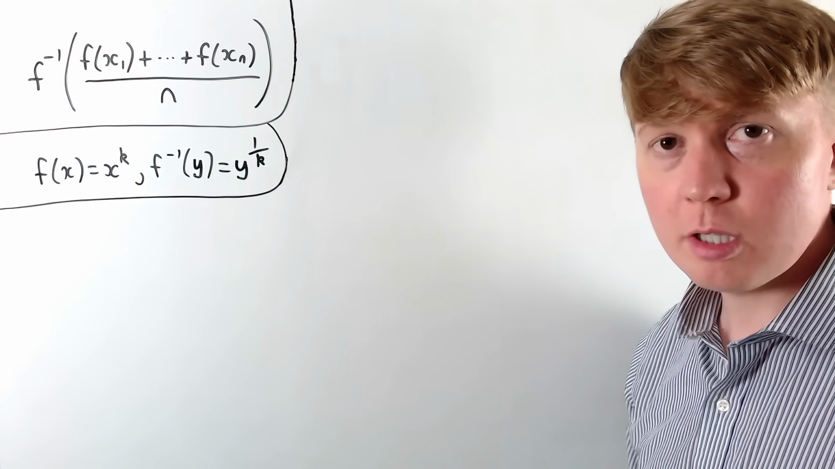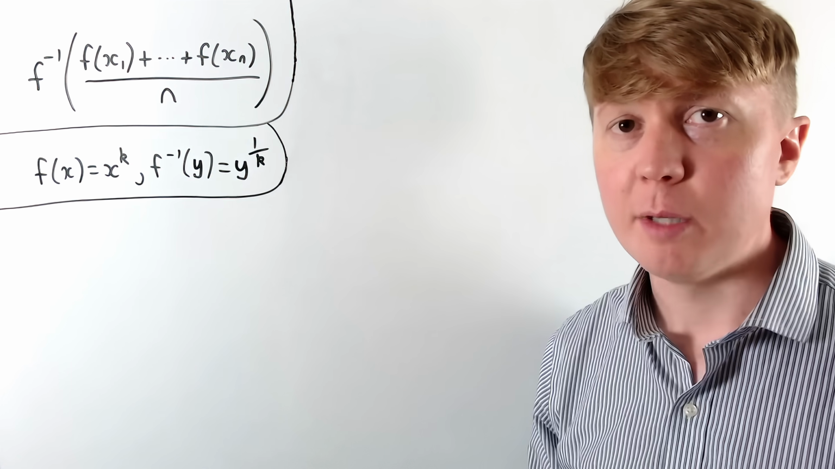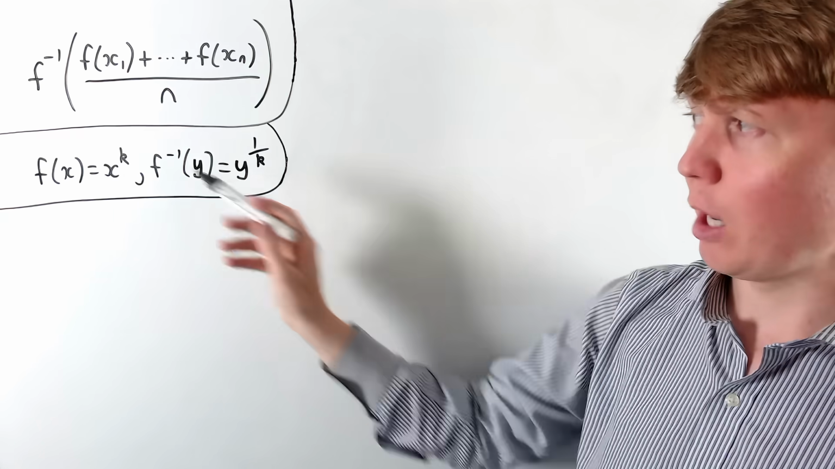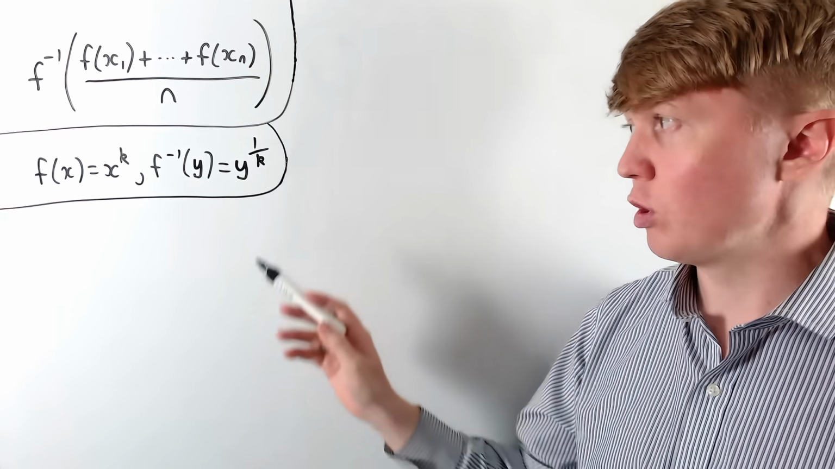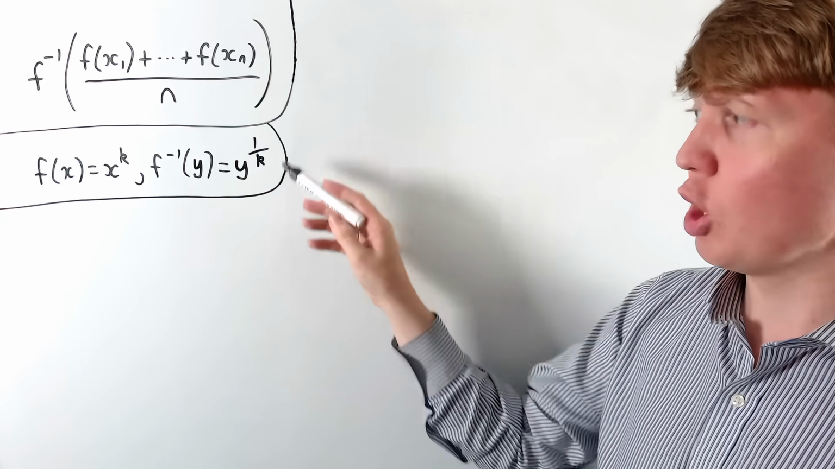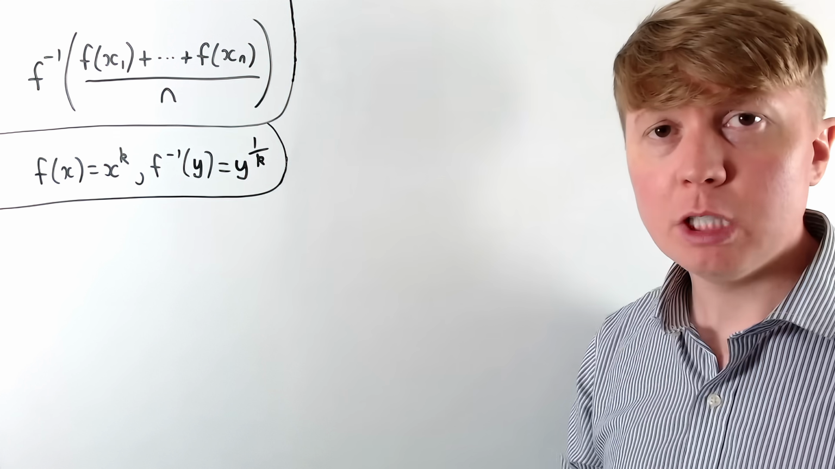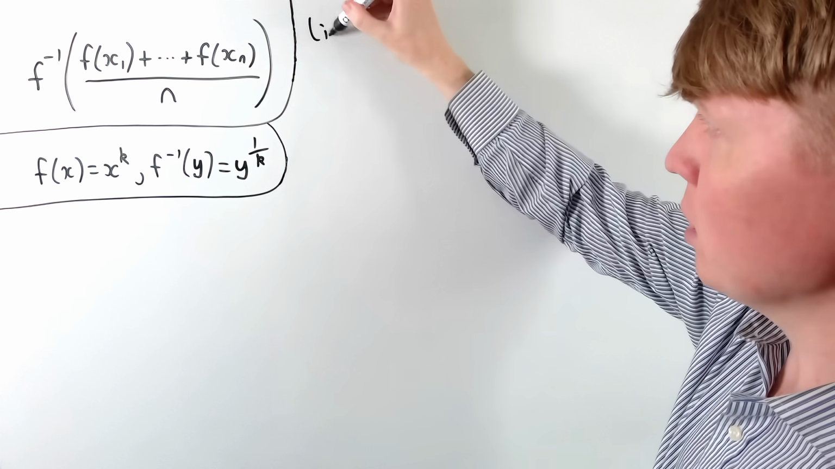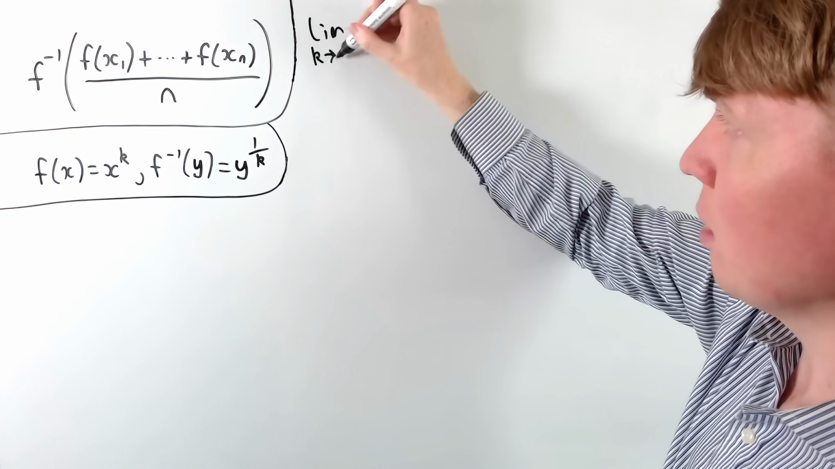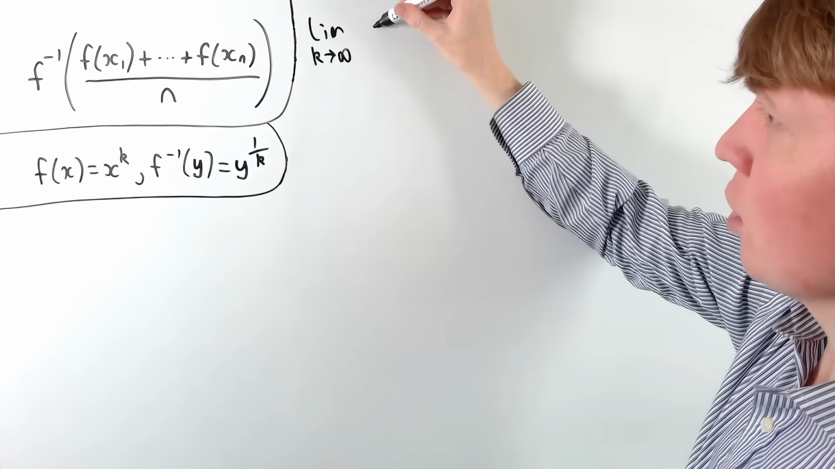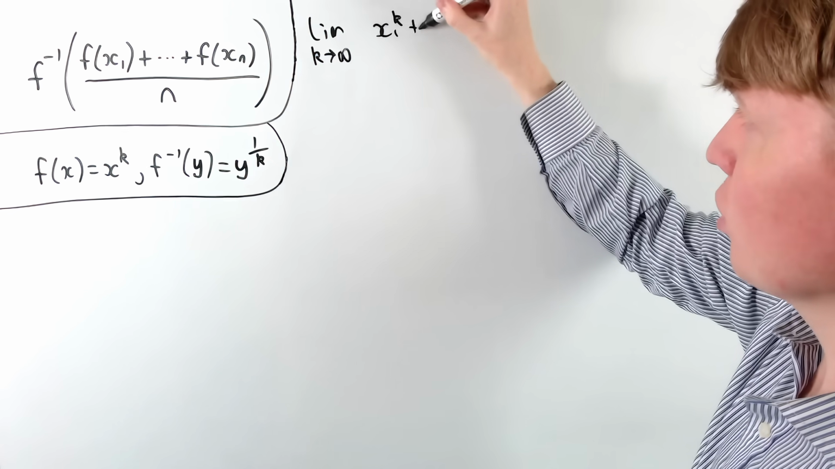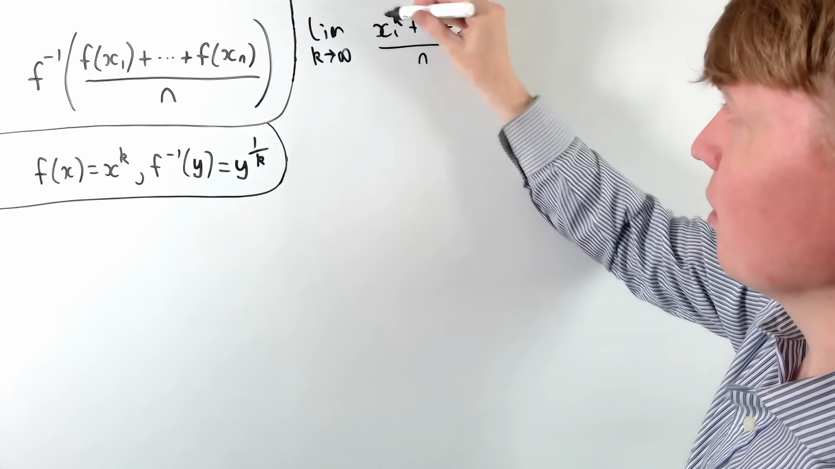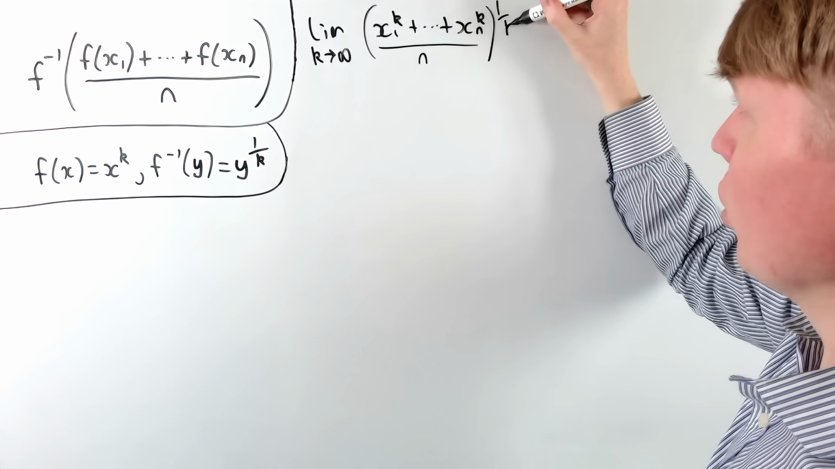And now finally, we're going to see something really cool happens when we take limits. So if we consider our f function to be f of x is x to the power of k, its inverse would just be f inverse of y is y to the 1 over k. Something really cool happens when we take limits as k goes to infinity. So if we write this out, we'd be looking at the limit as k goes to infinity of x1 to the k plus up to xn to the k, all divided by n, and then raised to the power of 1 over k.